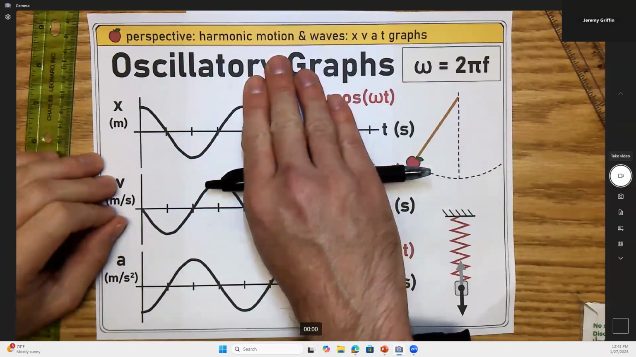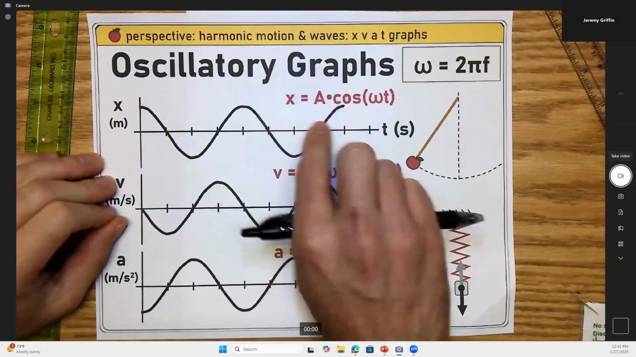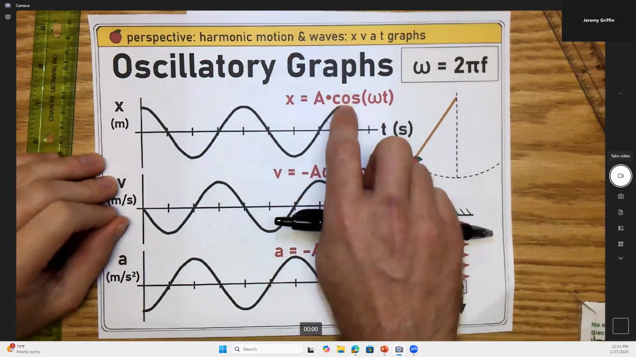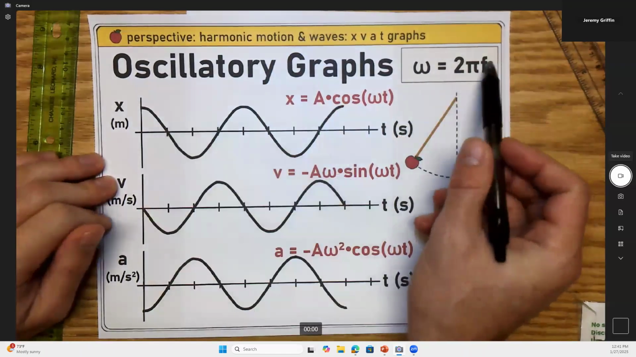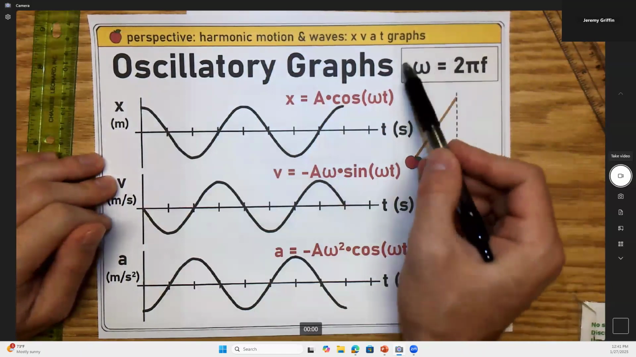There's one full cycle. Okay. Well, how would I build that into the equation? Because I know that a cosine function cycles around every 2 pi radians, if this is in radians. That's this connection right here. You guys see this omega?